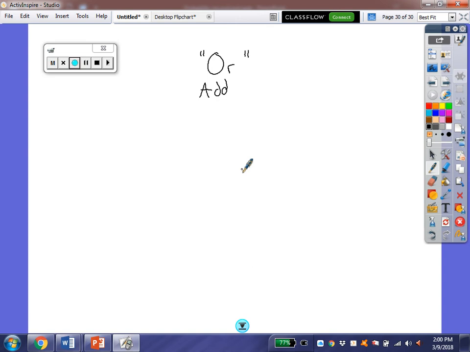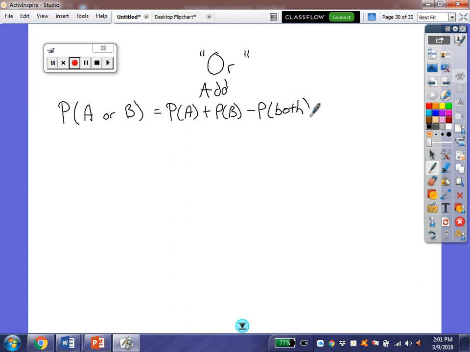The formula for OR. So if we are trying to find the probability of A or B, that becomes the probability of A plus the probability of B minus the probability of both. Or another way to think about this is the overlap.